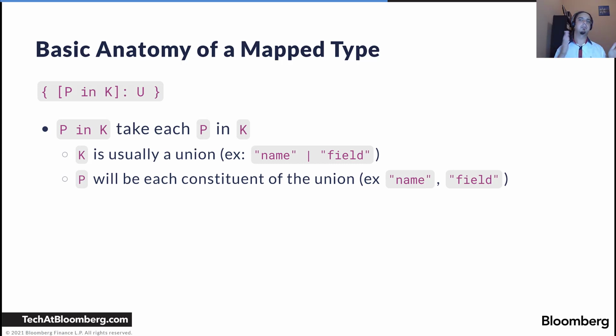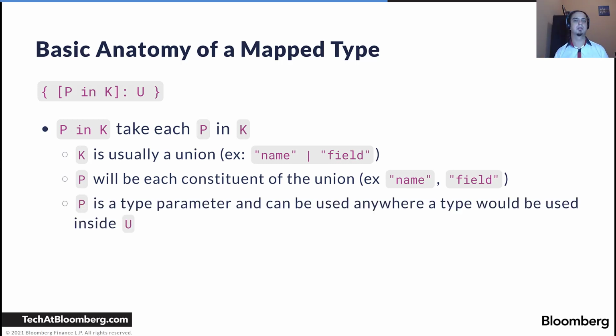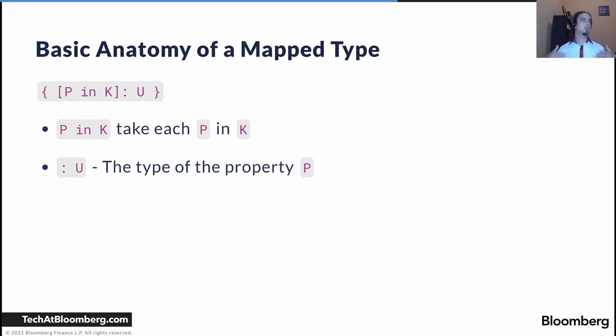So first of all it will be name, then it will be field, then it will be whatever else is in the union. P is a new type parameter and can be used anywhere a type would be used inside the type expression U. So what is U? U is the type of the property P. So for each constituent in the union K, which is going to be name and age, each one of these is going to get its own type.